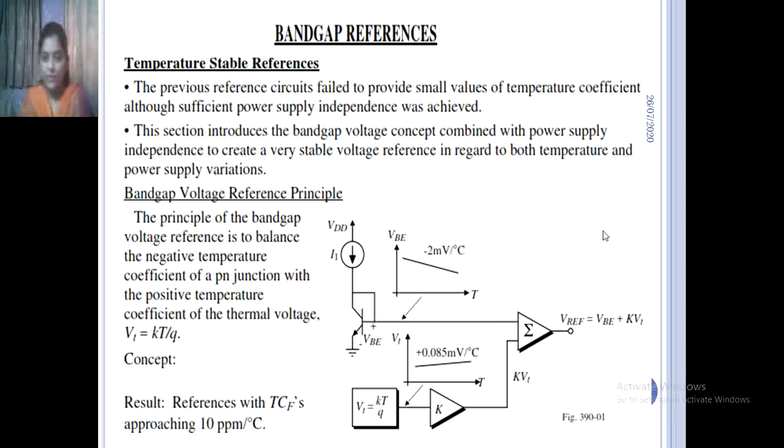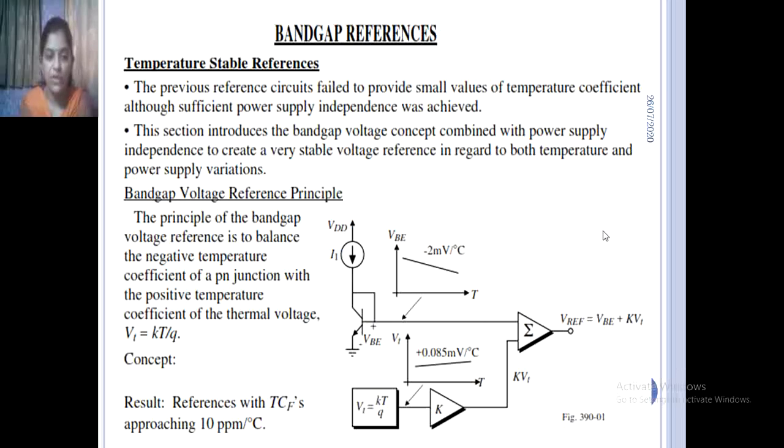In the previous section we have seen the voltage references and how to make them, but they fail to provide small values of temperature coefficient, because if the temperature varies, the temperature coefficient is large. Again there is a problem with the power supply. That's why the bandgap voltage concept is combined with power supply independence to create a very stable voltage reference in regard to both temperature and power supply variations.